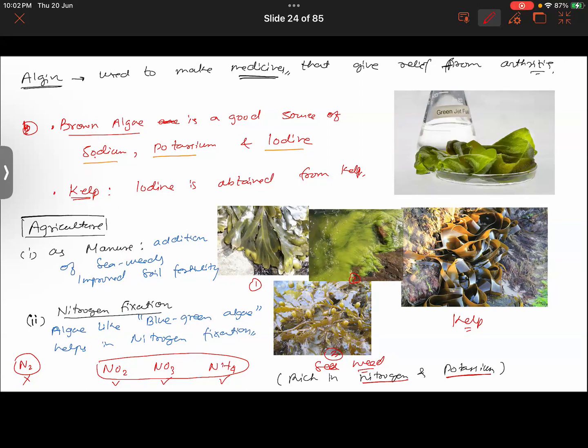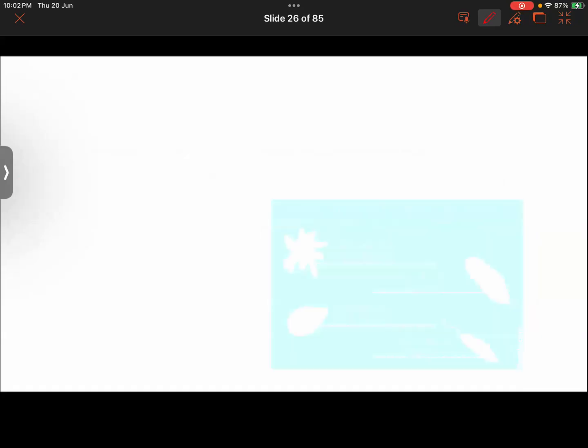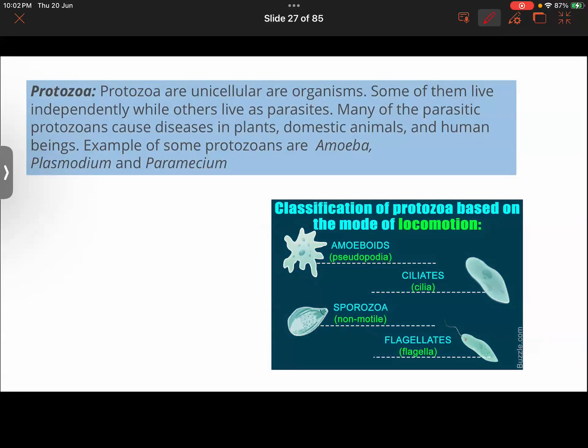some of the alga, like brown alga or kelp, are a good source of sodium, potassium, and iodine. So they can be consumed in the form of food also. They have to be processed and then can be consumed in that manner. We learned they are used as fuel also. They are used as fodder, and particularly some alga, like red alga like porphyra, is directly used in countries like China and Japan as food. So hope that much is clear to everyone. So that was all about alga which we have learned.